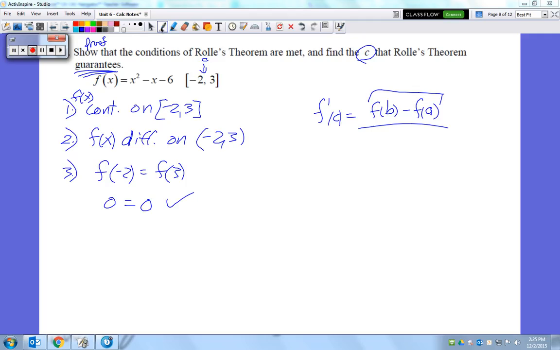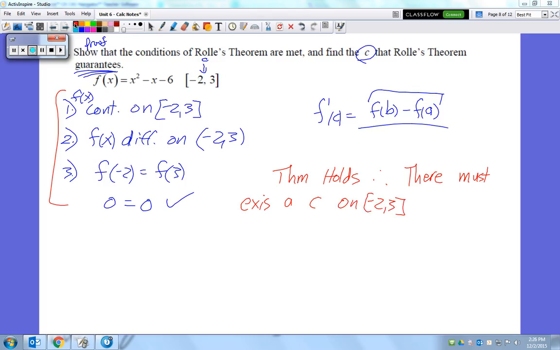Alright, so here we go. The rules hold, so the theorem will hold, and therefore it's going to guarantee that there'll be a c on -2 to 3. So here we go. Theorem holds. Therefore, there must, remember this stuff, exist a c on -2 to 3. We've already talked about why it's c, right? Why c is so important, right? Versus x. c is specifically saying on a certain interval, where x could say everywhere. Okay, that's why we use c, but they're both x values. On -2 to 3, where what?